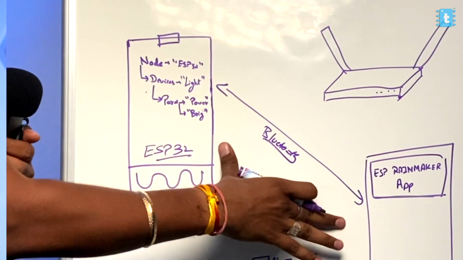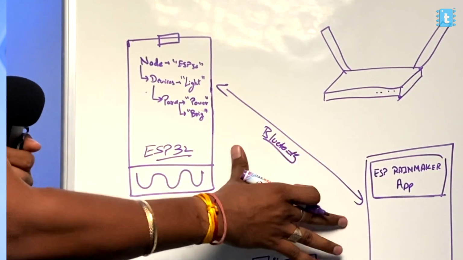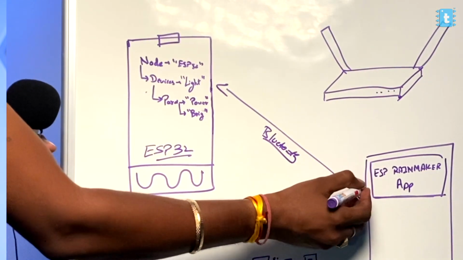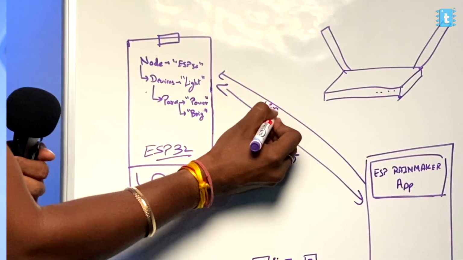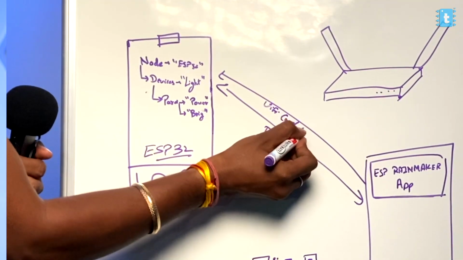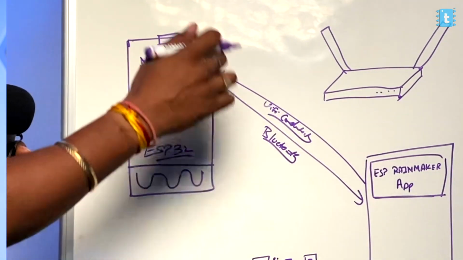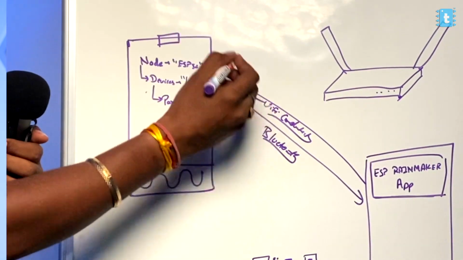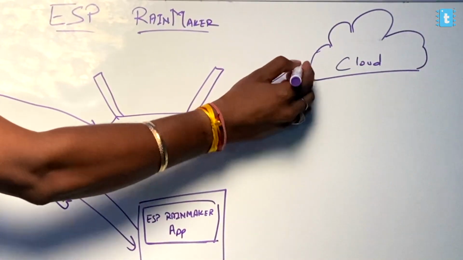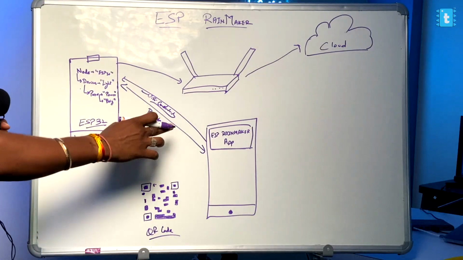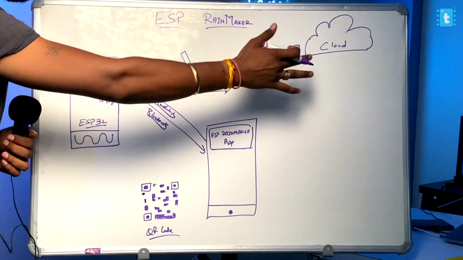It communicates with the help of Bluetooth, and after that we need to provide the Wi-Fi credentials from our mobile application to the ESP32 device. This is called Wi-Fi provisioning as well. As soon as the ESP32 gets the Wi-Fi credentials, it will communicate with the router, and ultimately it will be able to talk with the ESP RainMaker cloud. So this is how we provide the Wi-Fi credentials and communicate with the cloud.